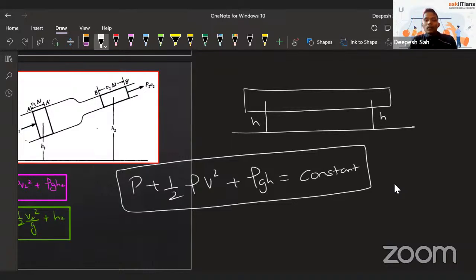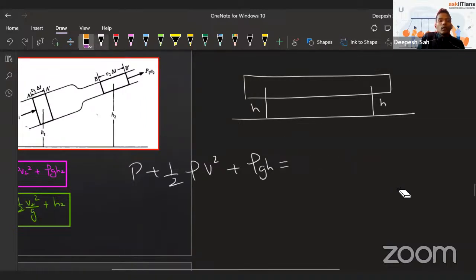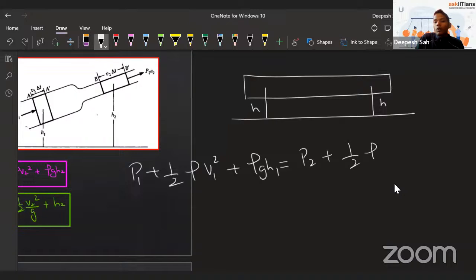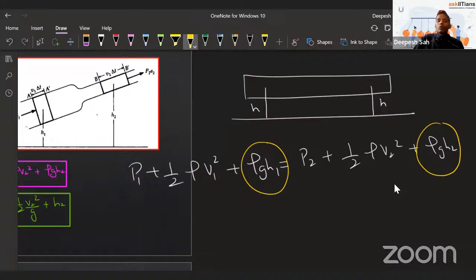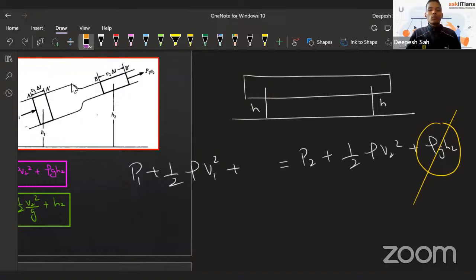So can I say that if I write this equation in this form, that is P1 plus half rho V1 square plus rho g H1 is equal to P2 plus half rho V2 square plus rho g H2, this term and this term will be equal to one another. And I have to ignore these two terms. They will cancel out because the pipe is horizontal. Yes, Elizabeth? Yes, sir. Okay. Now, by ignoring this term, let's move ahead.